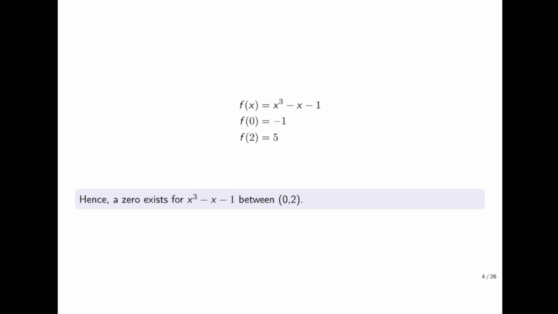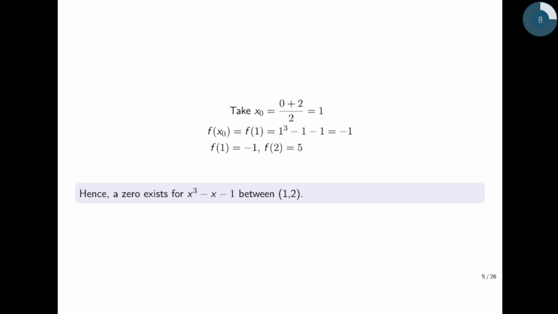Now what we will do? As the name suggests, we will bisect the interval into two equal parts. That means we will find the midpoint of 0 and 2. We will denote the midpoint as x naught, which is (0 plus 2) by 2, which is 1. Then we will calculate f of x naught, which is f of 1, and we will observe that f of 1 is minus 1 and f of 2 is 5. So they are of opposite sign. That means that there is a 0 of the function between 1 and 2.